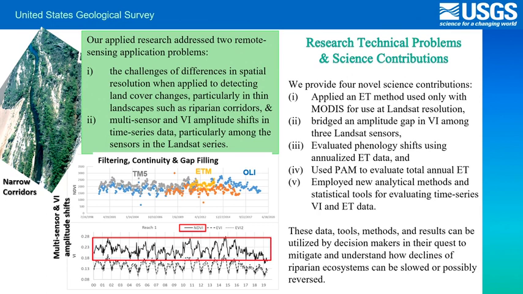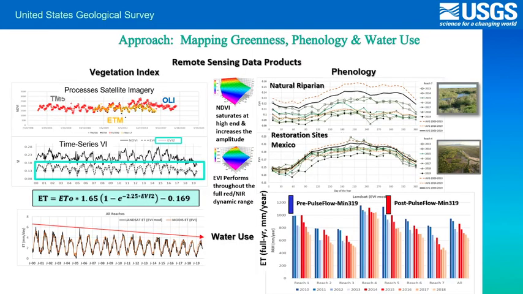NDVI is shown here. You see it's a much higher amplitude than EVI, which is the best vegetation index to use in these drylands. What we've done is mapped greenness, phenology, and water use. One of the things I'd mentioned was that NDVI saturates at the high end and produces an increased amplitude. So EVI performs throughout the entire range. And this is a better dynamic range so that we are now using EVI in our ET equation instead of NDVI or even the scaled NDVI.